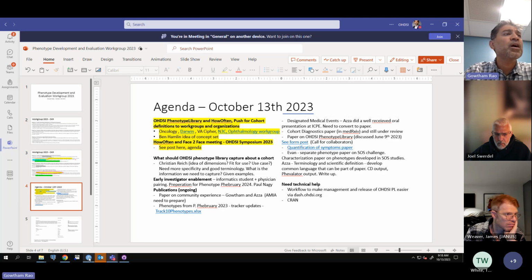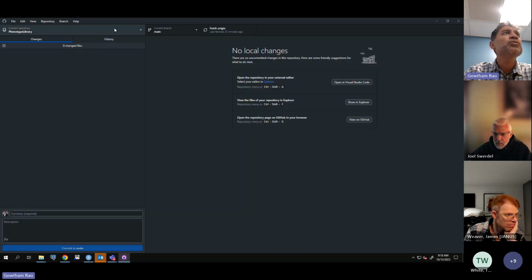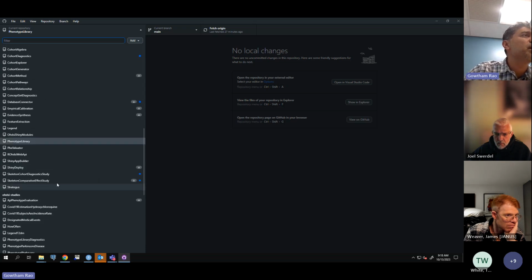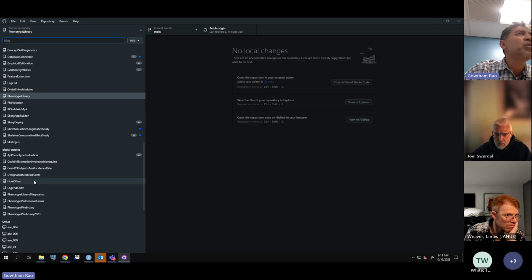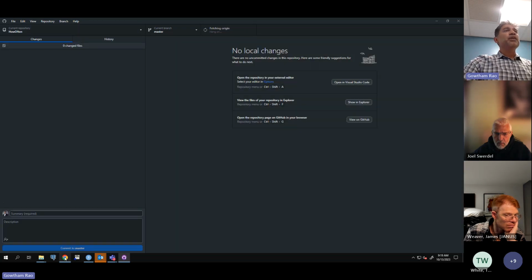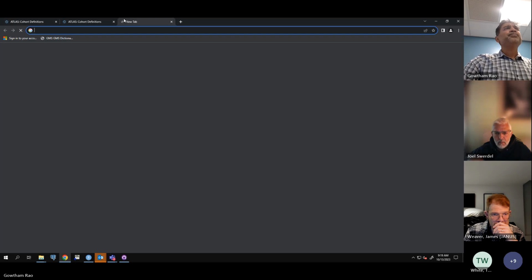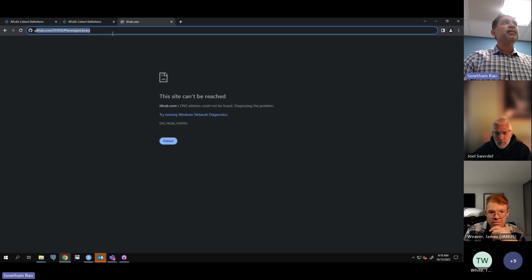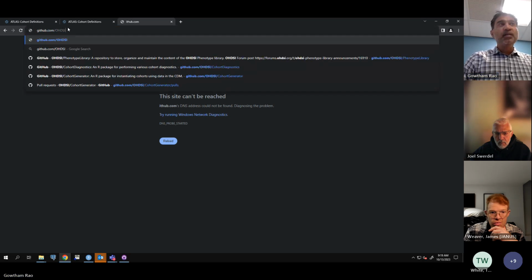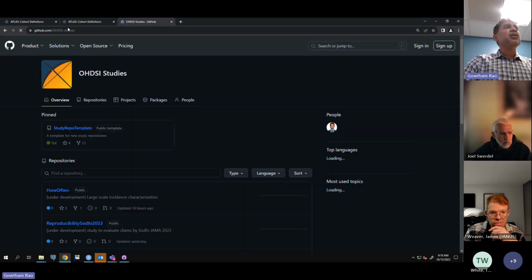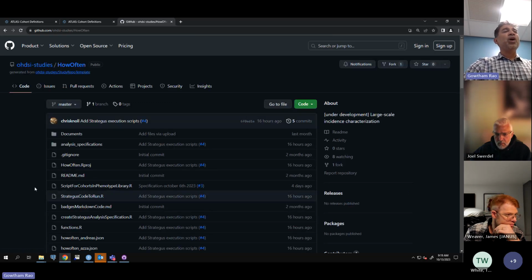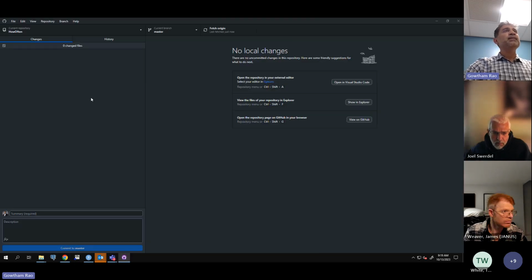Awesome. Okay, so I will go to the HowOften repository right now. This is just my Git that I've pulled together. Just so that all of you are aware, there is a GitHub repository under the GitHub OHDSI Studies organization, and it is called HowOften. This is the HowOften GitHub repository. I have cloned it locally, and this is my local clone.